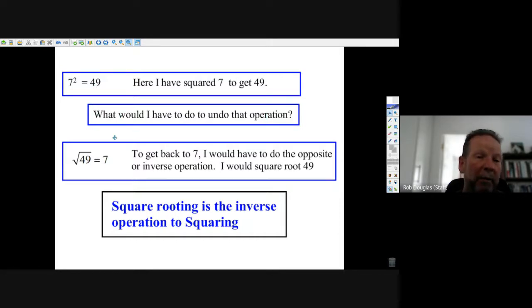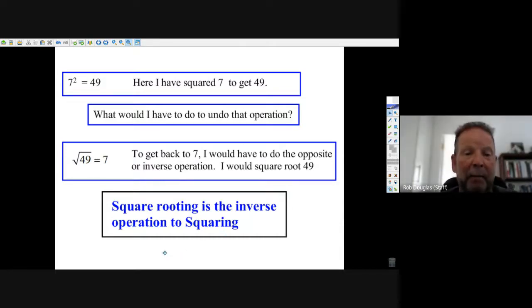What operation would I have to do to undo squaring? Well, there's a word for it. It's called square rooting. So if I've got 49, if I take the square root of 49, I get back to where I started, which was 7. And that means that square rooting is the inverse operation to squaring.